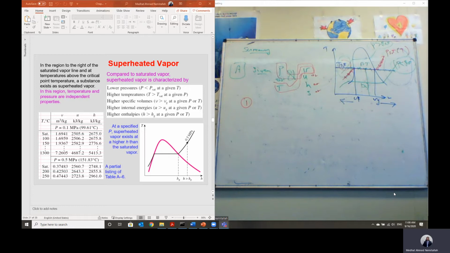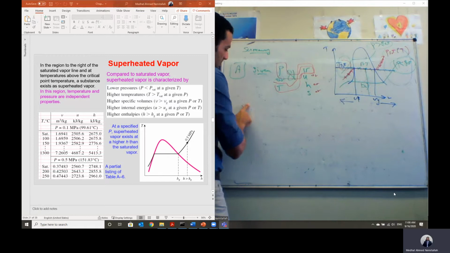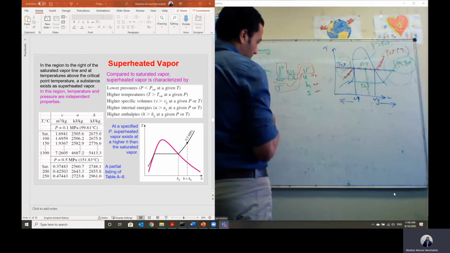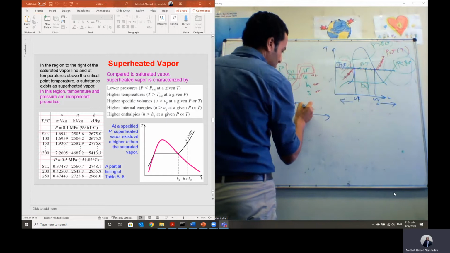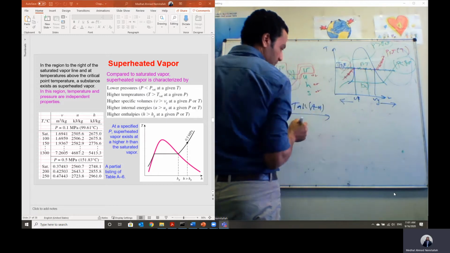Either we can go to the actual table if the pressure is given. So first of all, if the pressure is given, we can just take this pressure and go to table A5, or in this case, if the temperature is given, I will be using table A4. So in this case, I will take this pressure or temperature, and I will be using table A4.